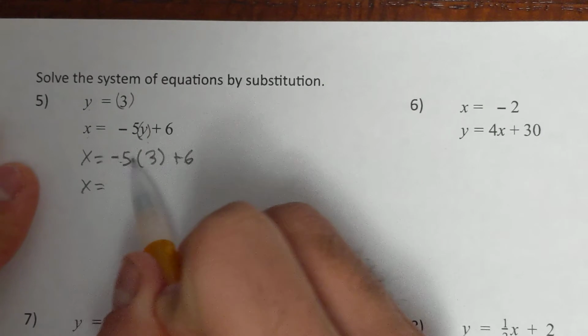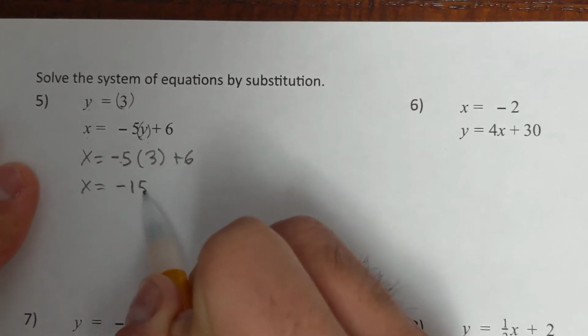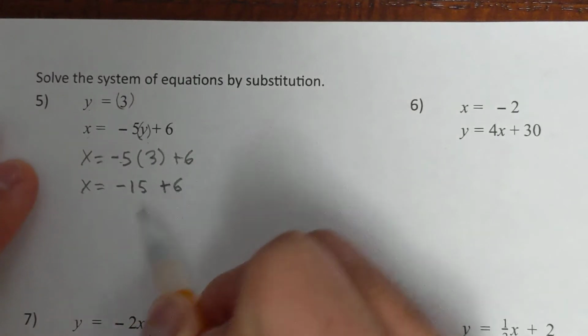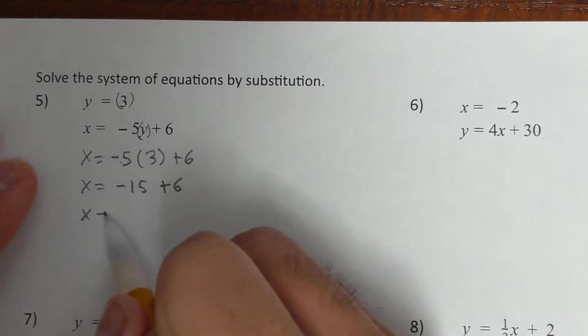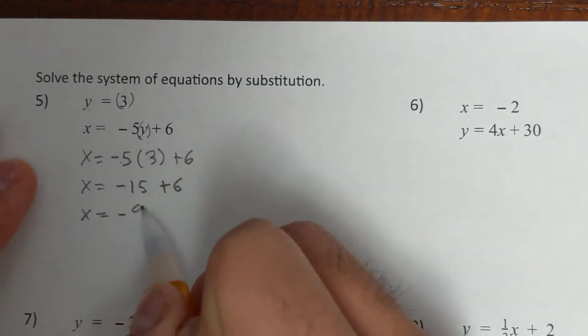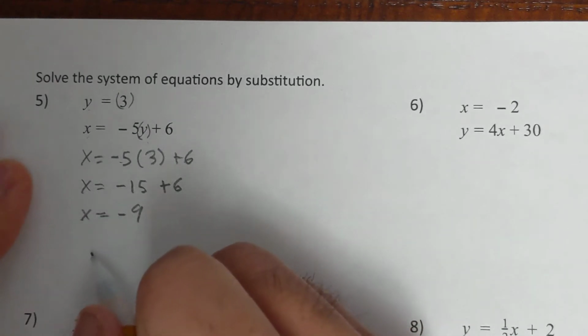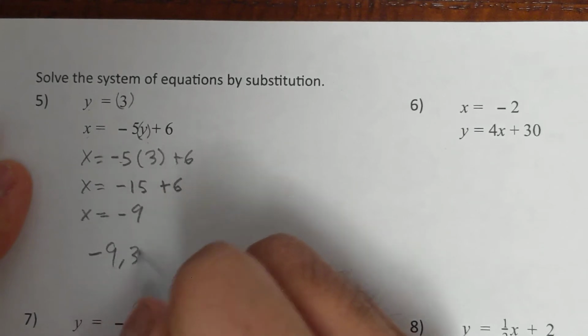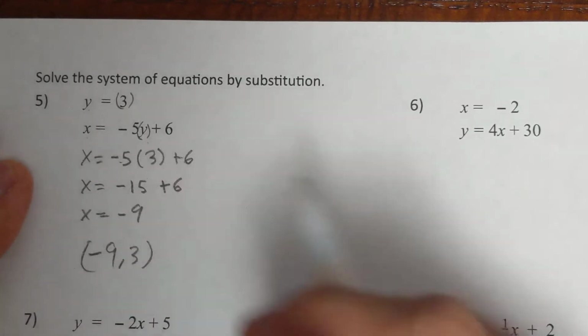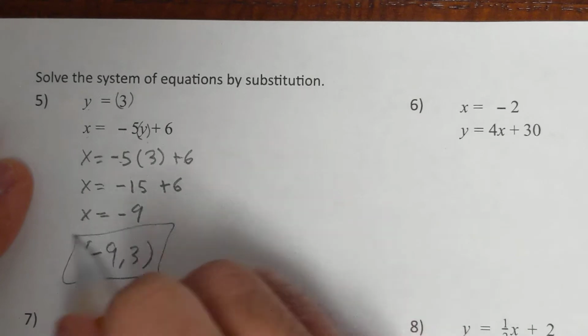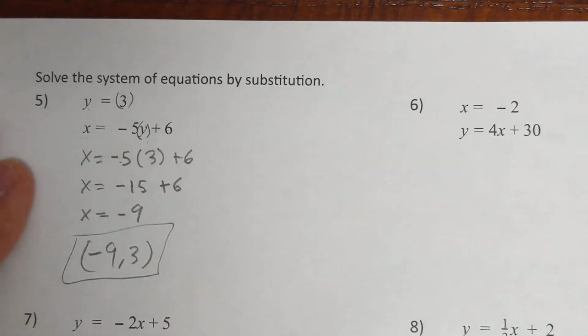x is equal to negative 5 times 3, which is negative 15, plus 6. So we get x is equal to negative 9. So when we write our answer, it is negative 9 comma 3. We'll put a box around it. Alright, moving on to 6.